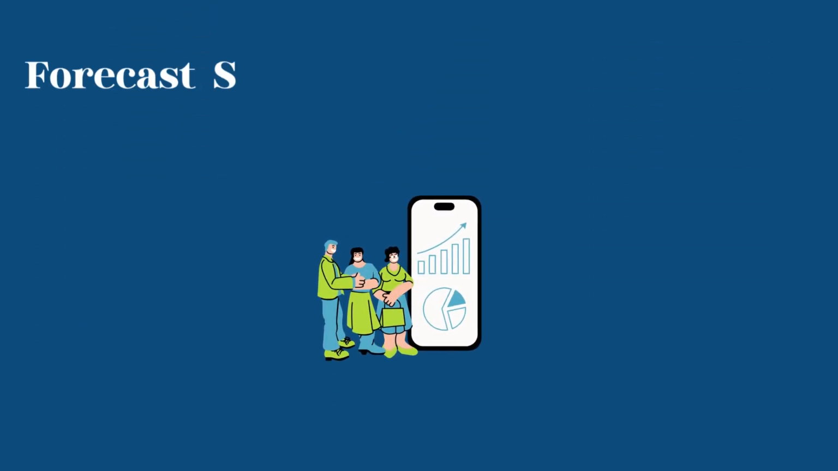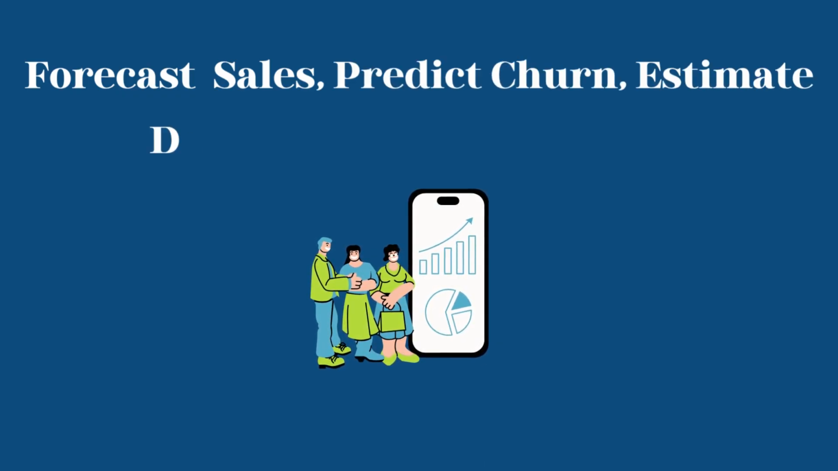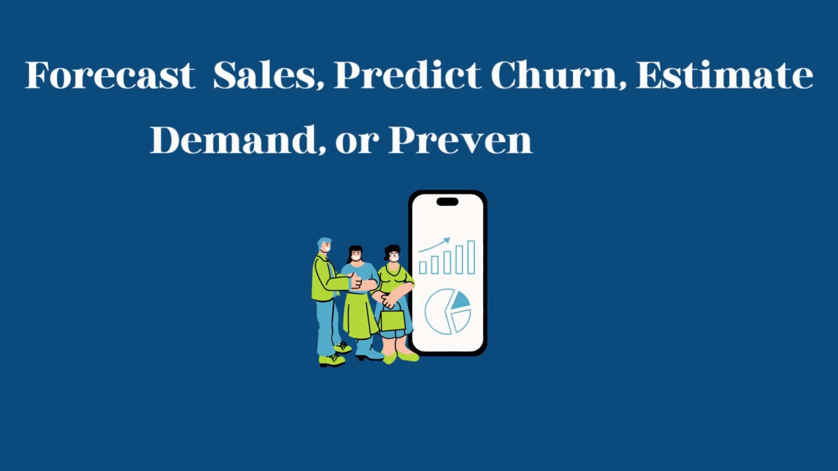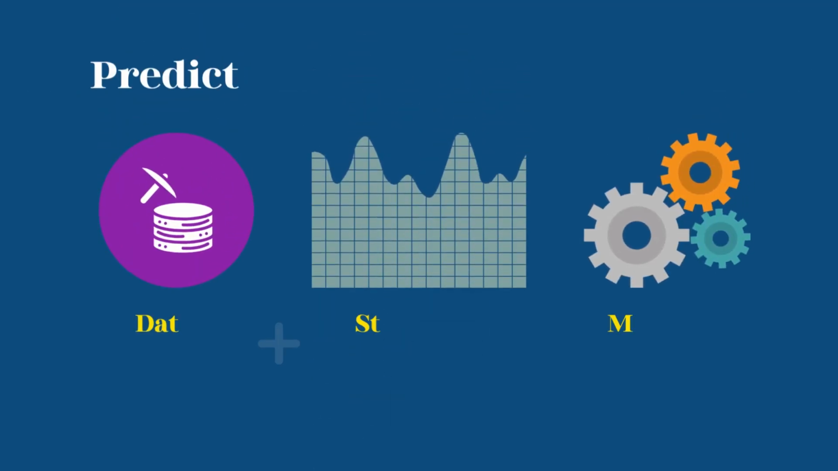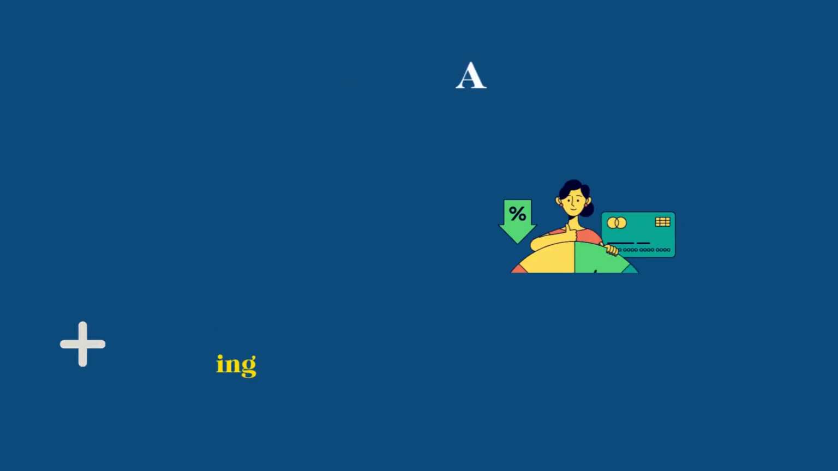Businesses use predictive analytics to forecast sales for upcoming quarters, predict customer churn, who is likely to stop using their service, estimate product demand, and even prevent fraud by recognizing unusual behavior patterns. Behind the scenes, predictive analytics combines data mining, statistical modeling, and machine learning. Algorithms analyze past data and fill in missing information with the most likely outcomes, turning uncertainty into probabilities.